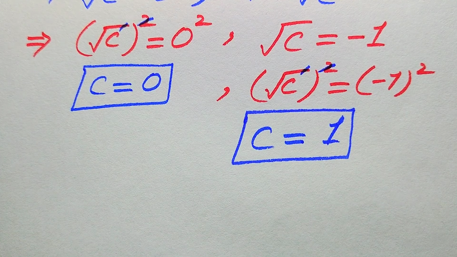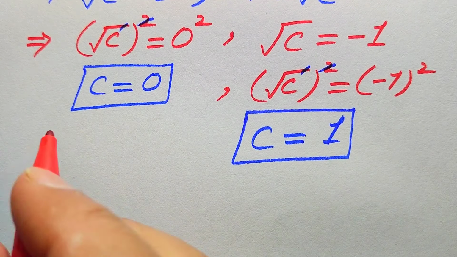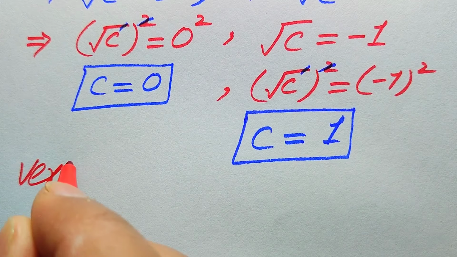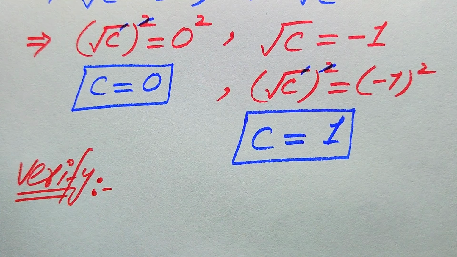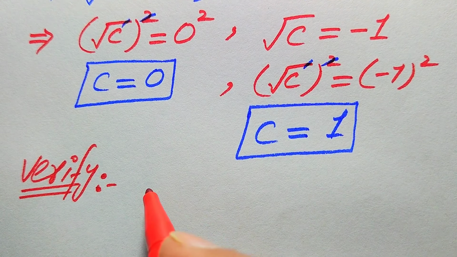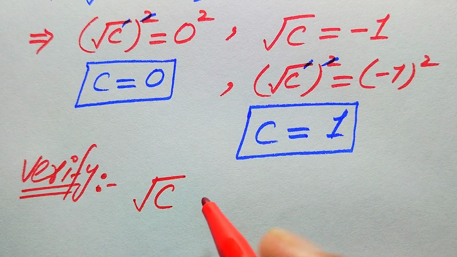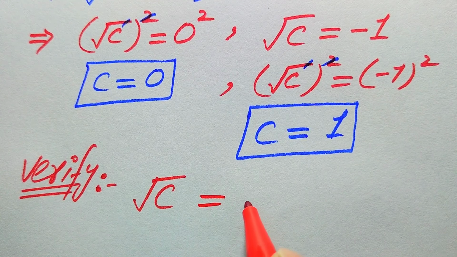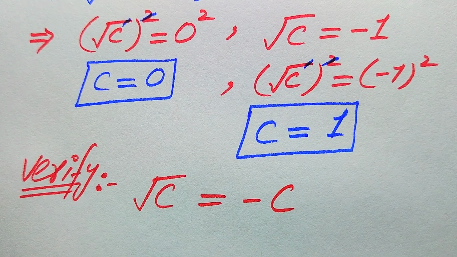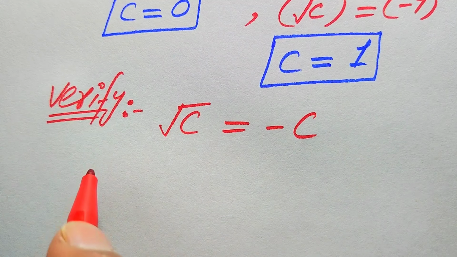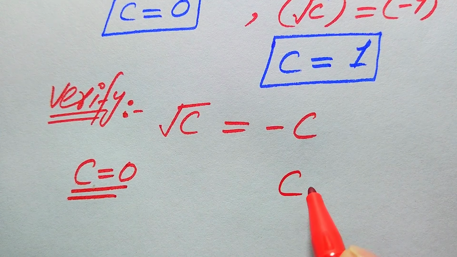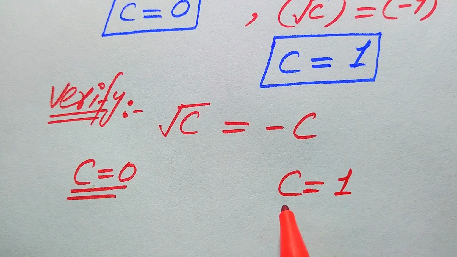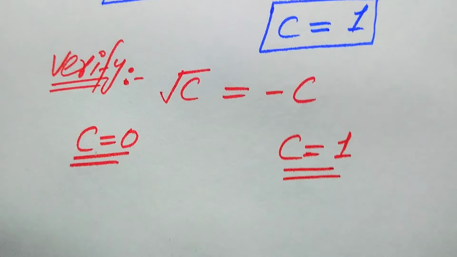So in the first method we obtain these two roots of the given equation, and now in the next step we need to verify whether these roots are solutions or extraneous roots. For verification of these roots, we need to copy down the given question statement. Here it is square root of c is equal to minus c, and on this side we will verify c is equal to 0, and on this side we will verify c is equal to plus 1.